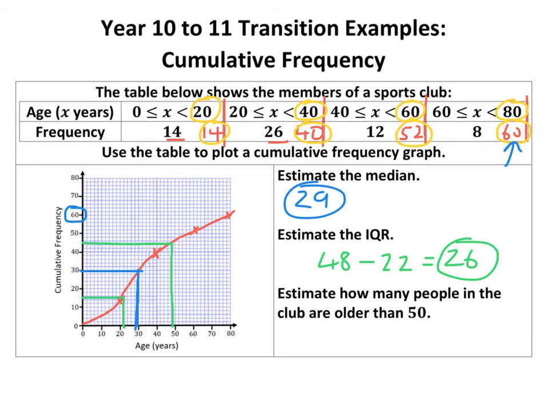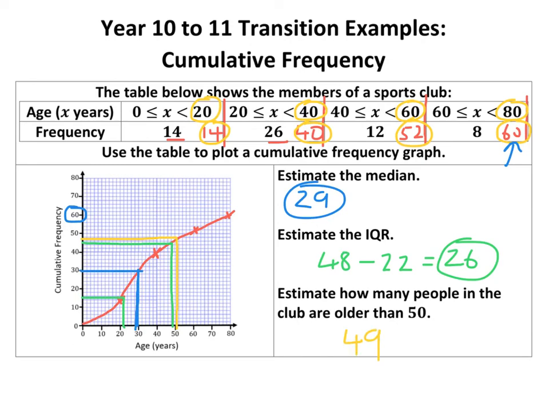Now then, last one. Here we go. Now, estimate how many people in the club are older than 50. So what I'm going to do is go to 50, which is there, read across. Now I've got, what is that, 47. So actually, sorry, I put that in slightly the wrong place. There we go. So 47 there.